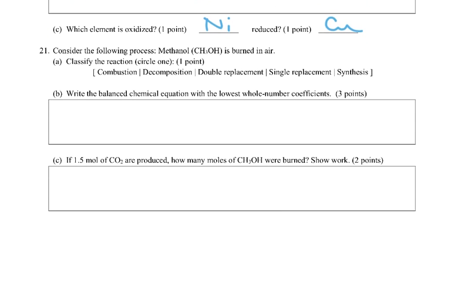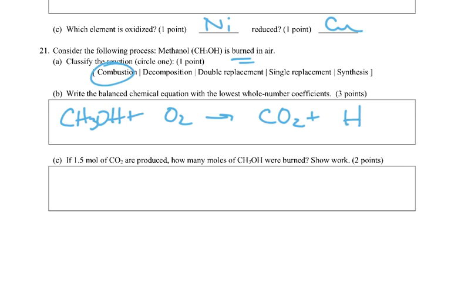Okay, 21, consider this process. Methanol is burned in air. So burning, okay, we know that's combustion. Write the balanced equation. So CH3OH, we know we're going to mix it with O2, turn into CO2 and H2O. Because I have one C, I'm going to make one CO2. Because I have 4 hydrogens, I'm going to make 2 H2Os.